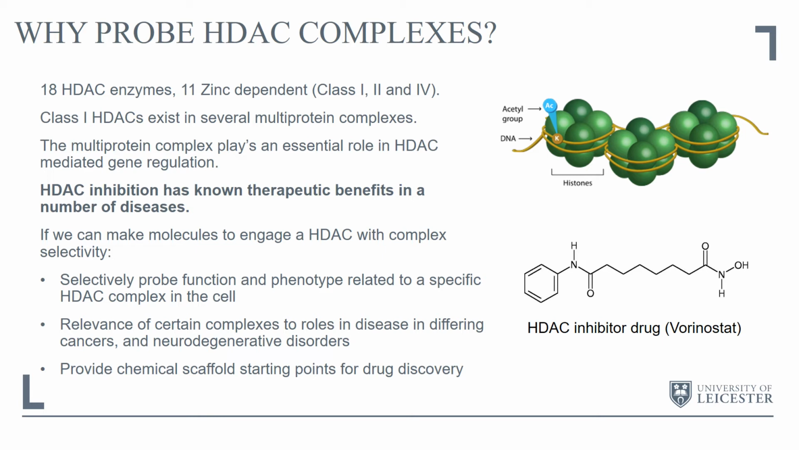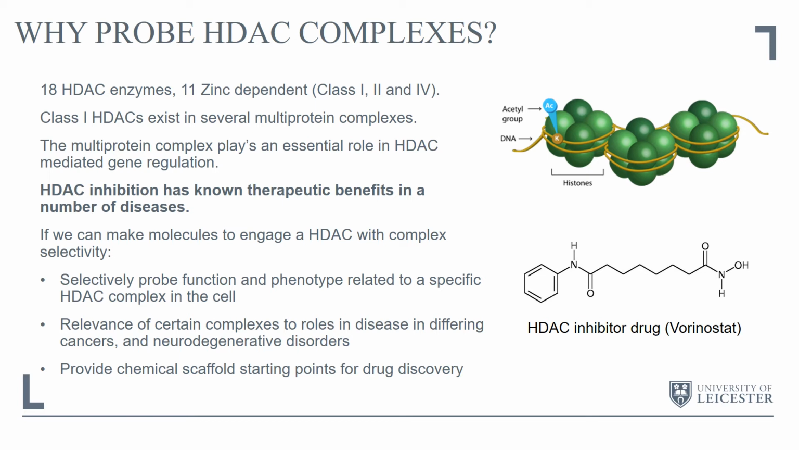However, there is a problem with vorinostat. Although it can be used as an anti-cancer agent, it has nasty side effects. And one hypothesis is that vorinostat is indiscriminate. It inhibits all of the 18 HDAC enzymes. So what we would like to do is make molecules that are specific to specific HDACs. So if we can make molecules to engage a HDAC with complex selectivity and enzyme selectivity, we can selectively probe the function and phenotype related to a specific HDAC complex in the cell.